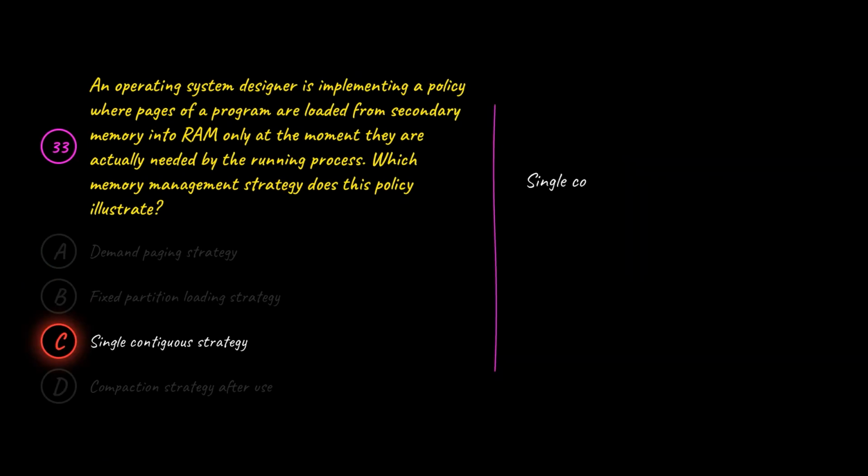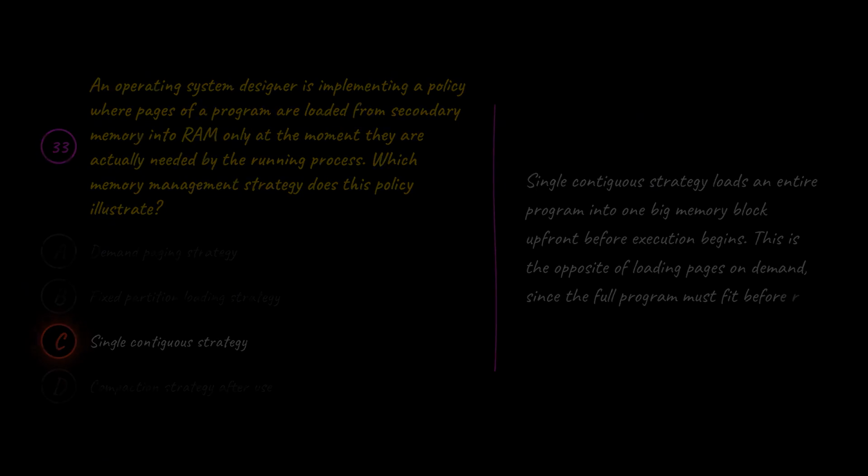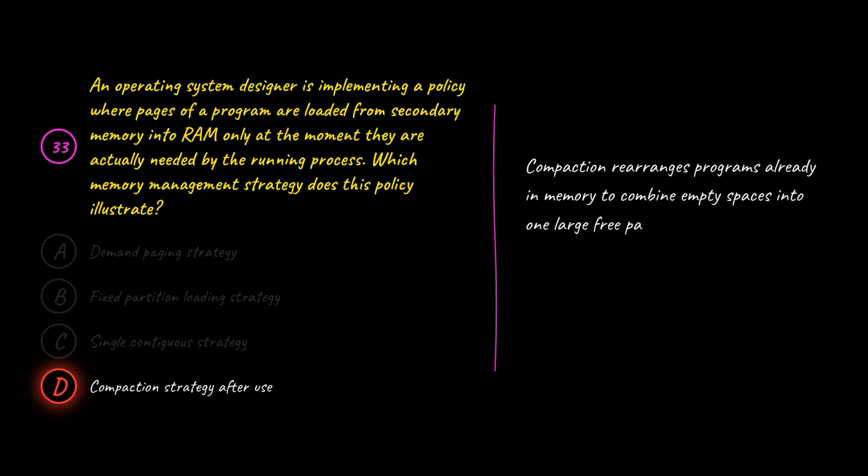C is wrong because single contiguous strategy loads an entire program into one big memory block upfront before execution begins. This is the opposite of loading pages on demand, since the full program must fit before running. D is wrong because compaction rearranges programs already in memory to combine empty spaces into one large free partition. It addresses fragmentation after allocation rather than controlling when pages are initially loaded into memory during execution.